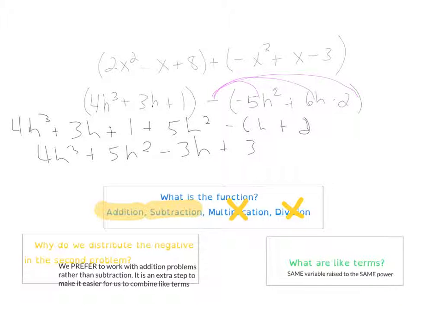Now I'm going to look across my new expression and see if I have anything that can still be combined or simplified, and I can't because all of my terms are combined with like terms. I have a 4h to the third plus a 5h to the second minus 3h plus 3. So this is in simplest form. I'm going to go ahead and box that so I can show you that we're all done with this one right here.